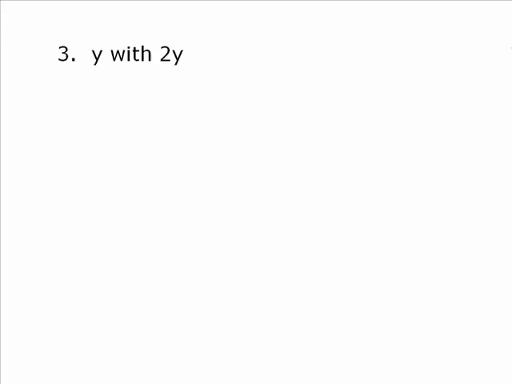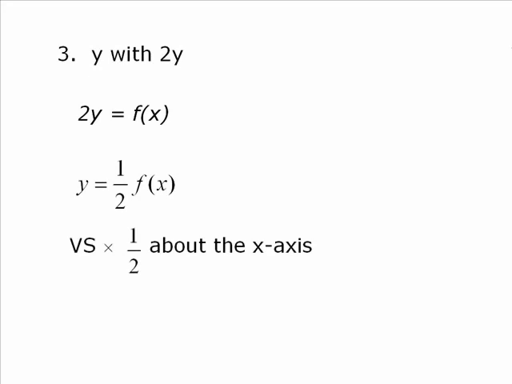Here with y, if y is replaced with 2y, we'll get this. And most people are inclined to isolate the y, giving you y equal 1/2 f at x. That's the conventional way to look at it. And at this point you could observe that we have a vertical stretch by 1/2 about the x-axis.